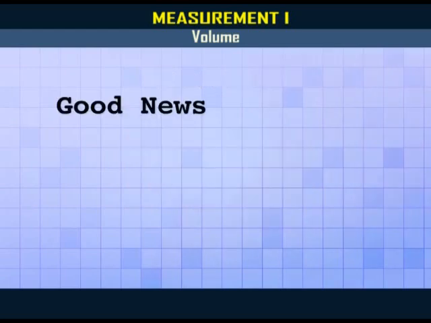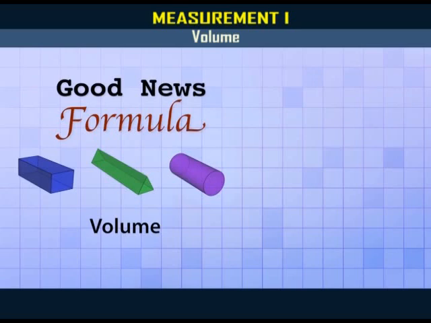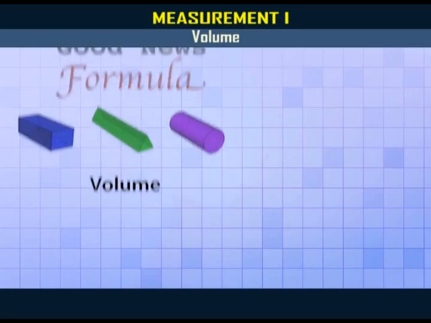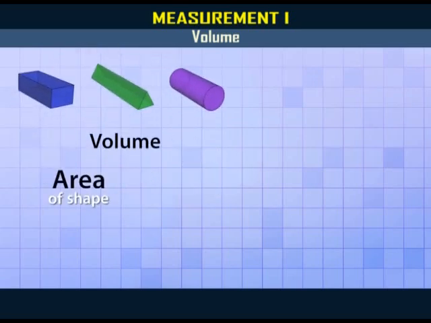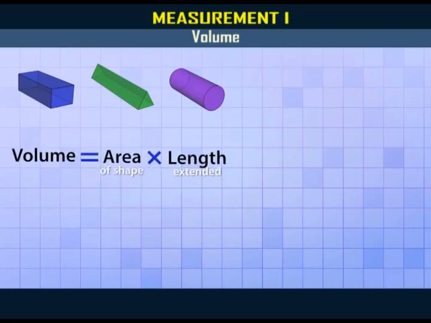There are usually general formulae for calculating the volumes of these three-dimensional shapes. All you need to do is get the area of the original two-dimensional shape and then multiply that by the length or the distance that was extended. Usually, the original two-dimensional shape is called the base of the object or the cross-section.